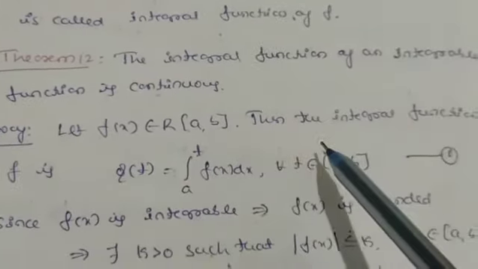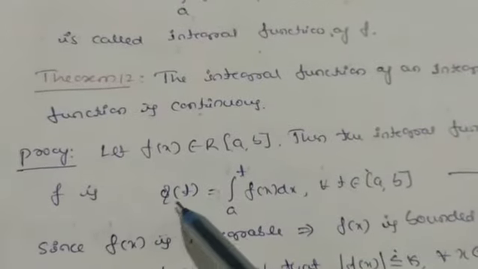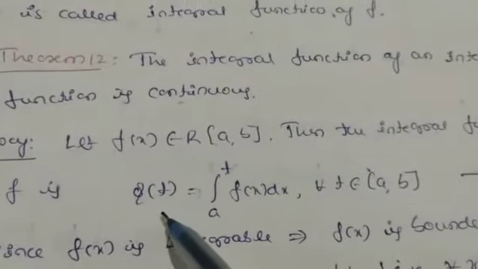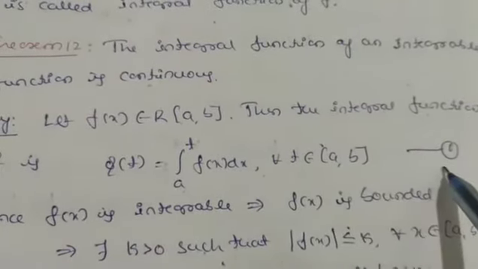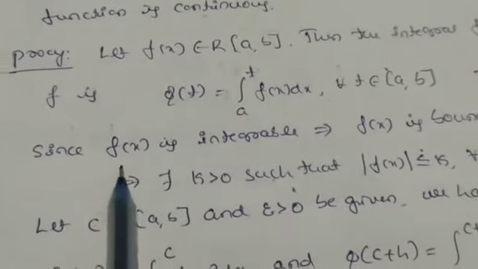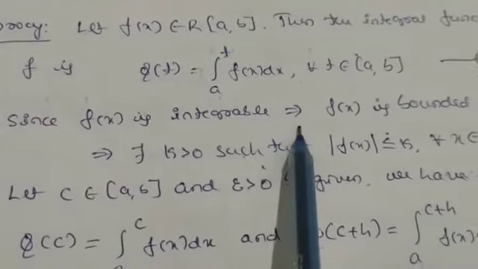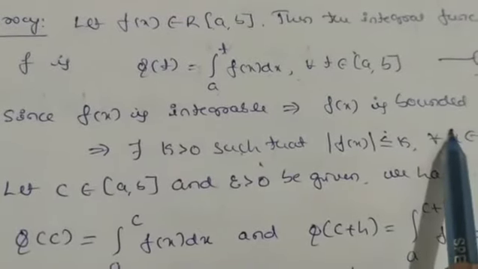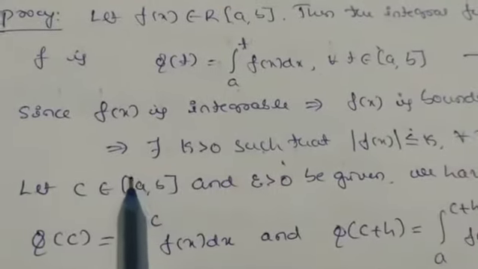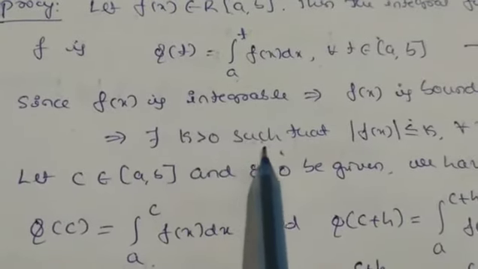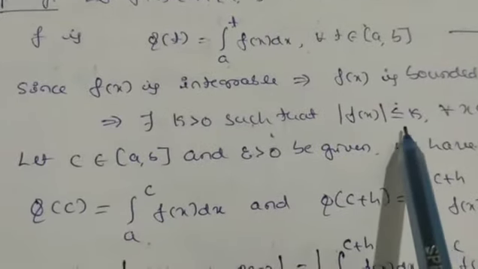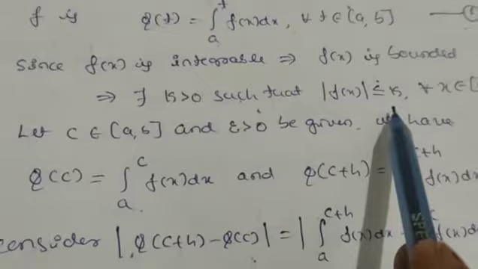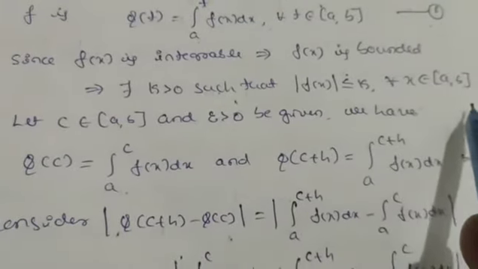Proof. Let f of x belong to R of [a, b]. Then the integral function of f is, as in the definition, phi of t equal to the integral from a to t of f of x dx for all t in [a, b]. This is equation 1. Since f of x is integrable, f of x is also bounded. This implies there exists some constant k greater than 0 such that mod of f of x is less than or equal to k for all x in [a, b].